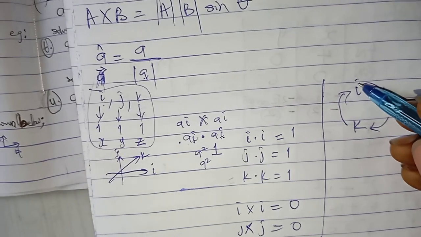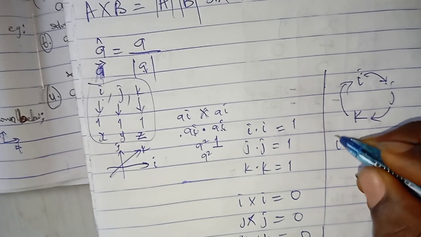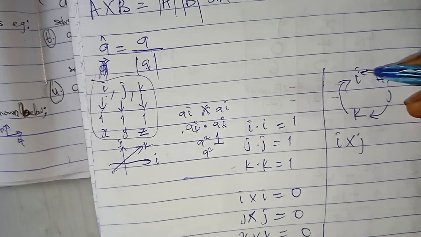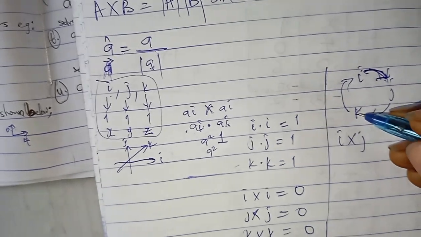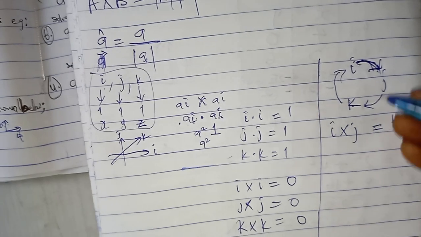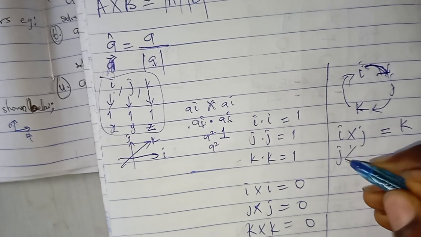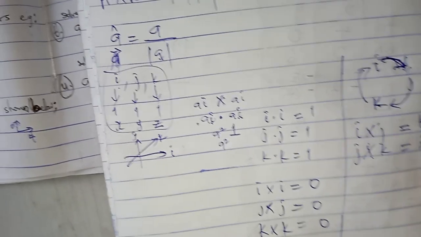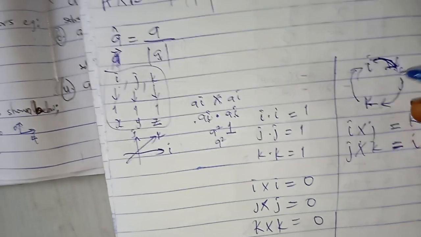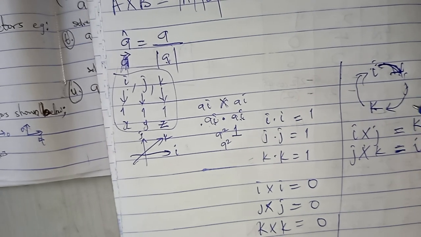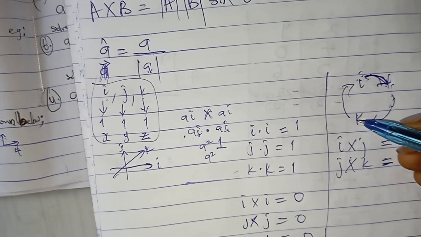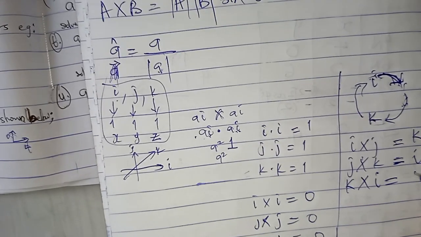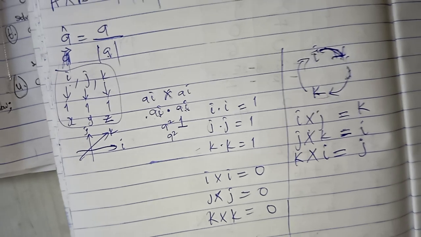But what we have is that i can cross to j, j can cross to k, k can cross to i. If i cross j, the next thing I get is k. Now, if j cross k, the next thing we get is i. Then if k cross i, it gives j. This is how you need to visualize this.